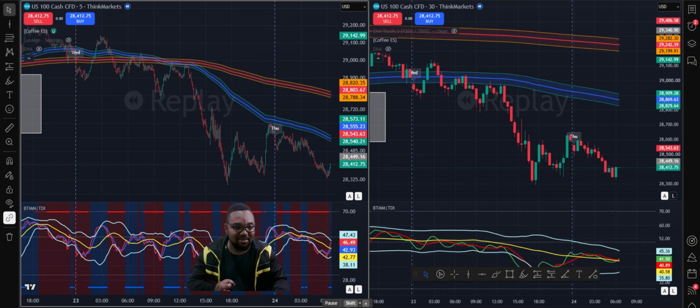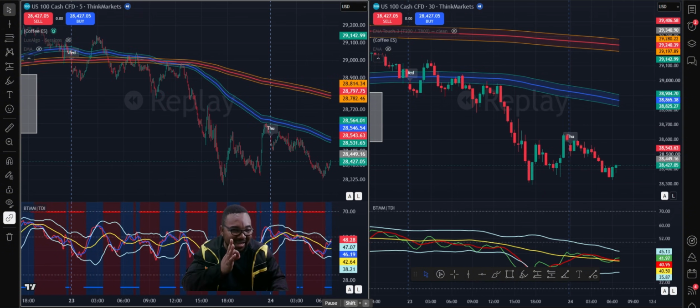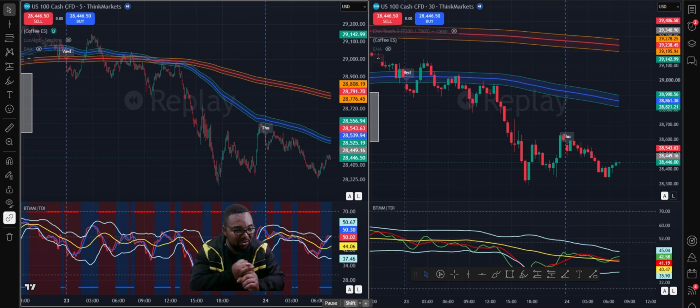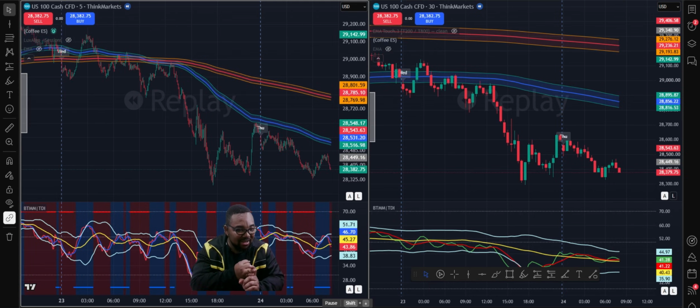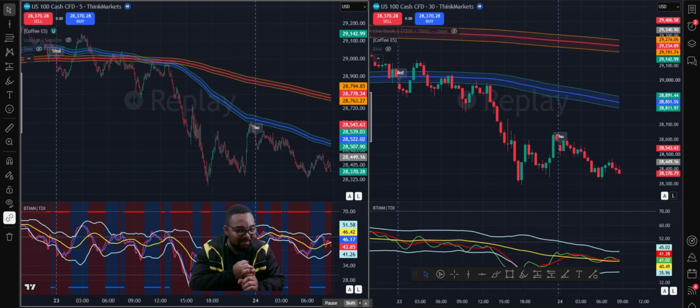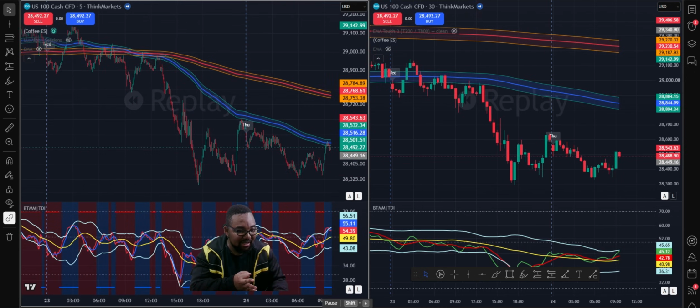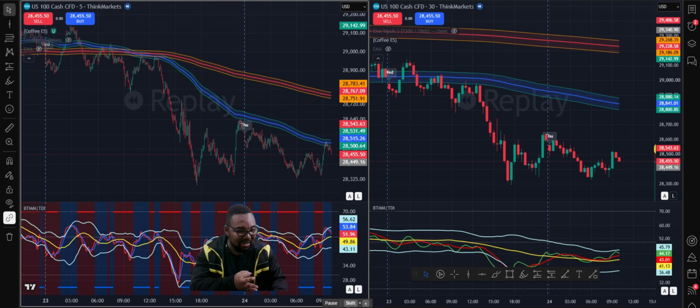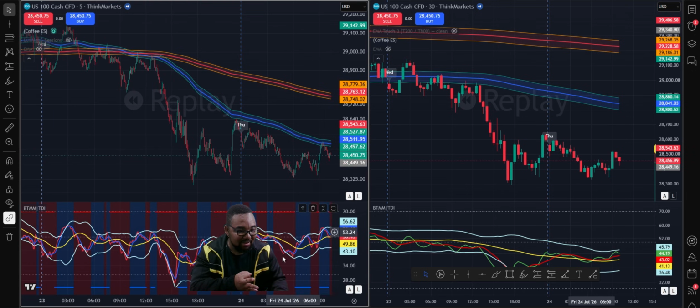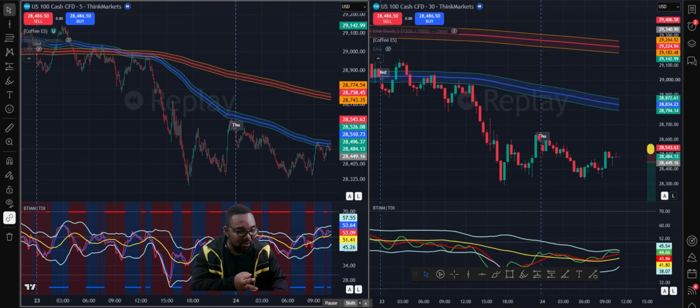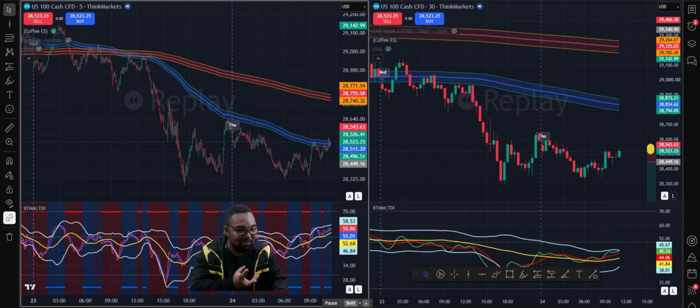Okay, the play is simple. We will wait for a retest, number one. Number two, we'll wait for the RSI to be below our market baseline, right? And then also when you look at the TDI, where our RSI is at, this is the TDI, we will see that the market has what? Volatility.